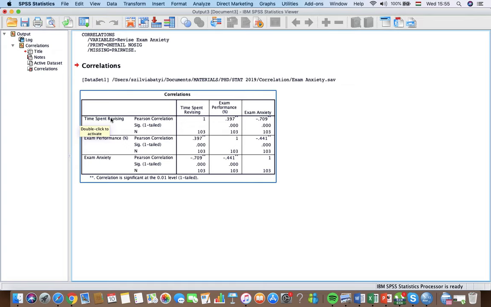The time spent on revising negatively correlates with exam anxiety, which means the more time you spend on revising before the exam, the less anxious you are. Exam performance negatively correlates with exam anxiety, which means the more anxious you are, the worse or the lower scores you have on the exam. Okay, so here you have a negative correlation between exam performance and exam anxiety. It's a significant correlation.